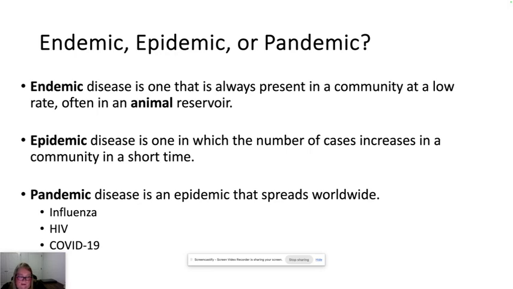Then the pandemic is linked to epidemic. So pandemic is when an epidemic spreads globally or worldwide. We've had a lot of pandemics in the last century. So we've had the Spanish influenza at the end of World War One. We've had the HIV pandemic in the 80s and 90s. And more recently for us is the COVID-19 pandemic.